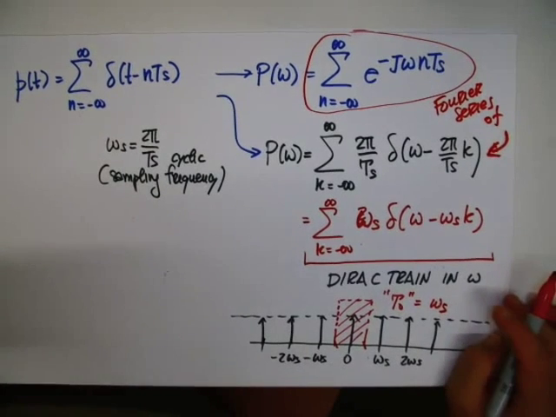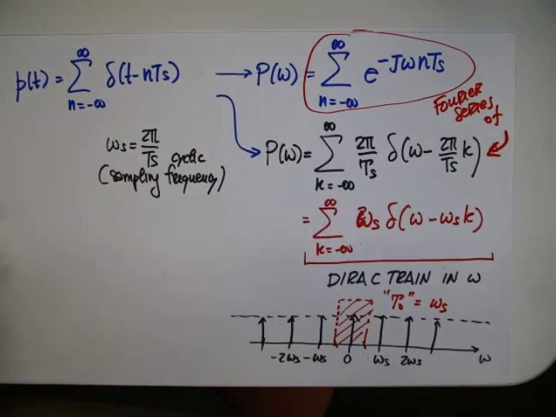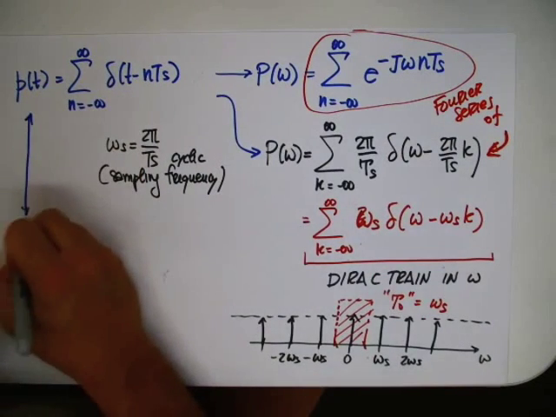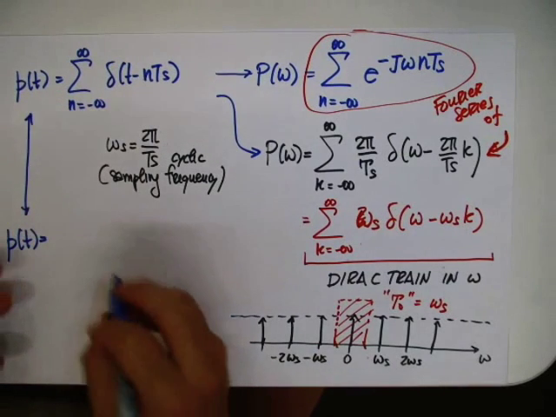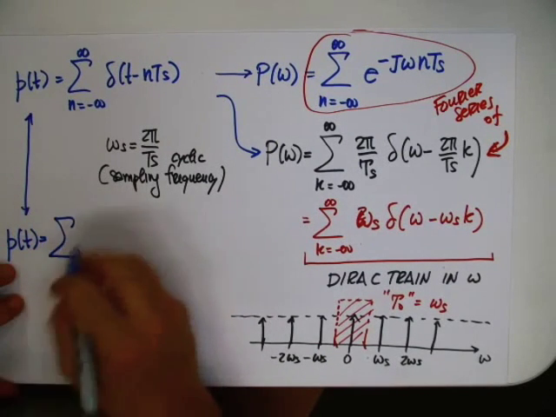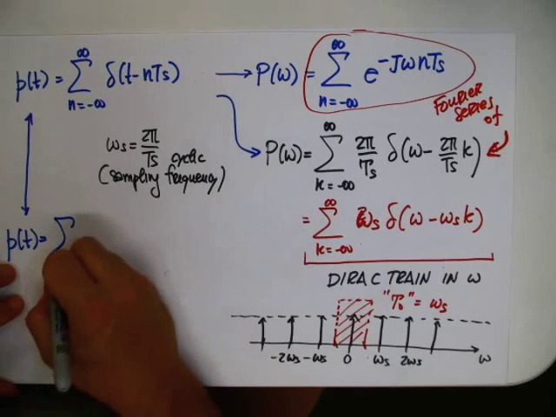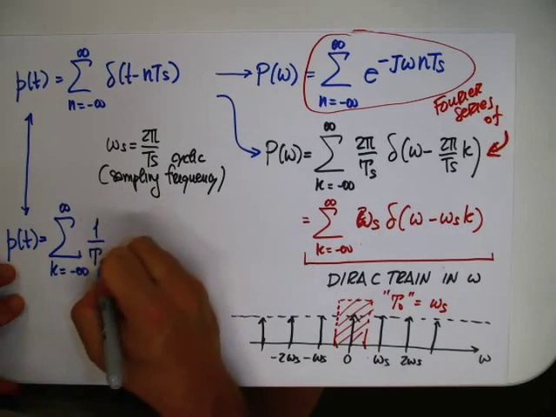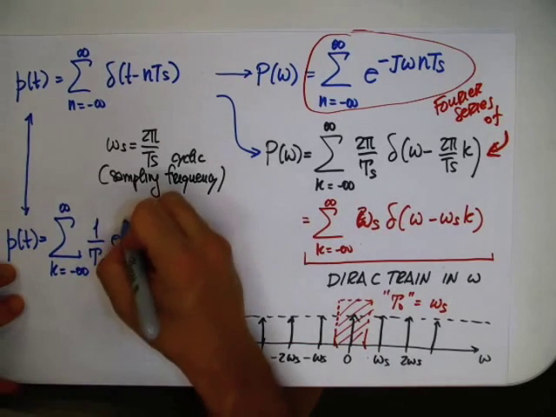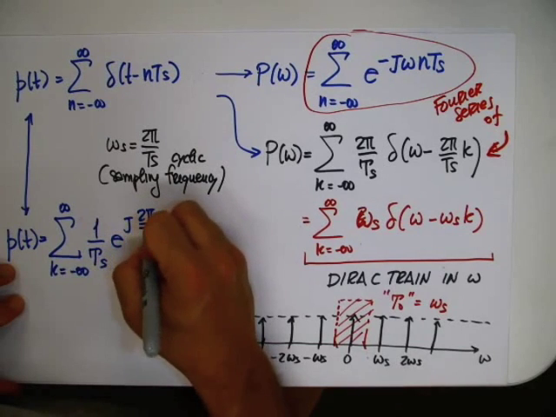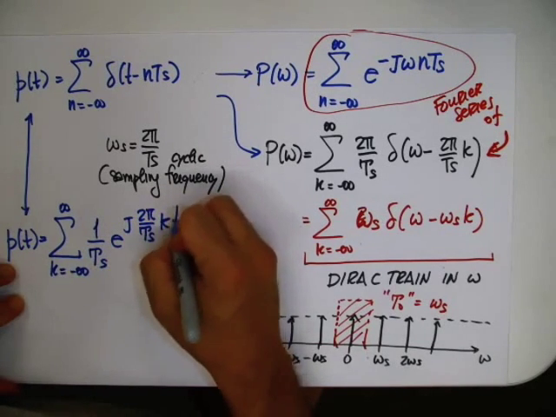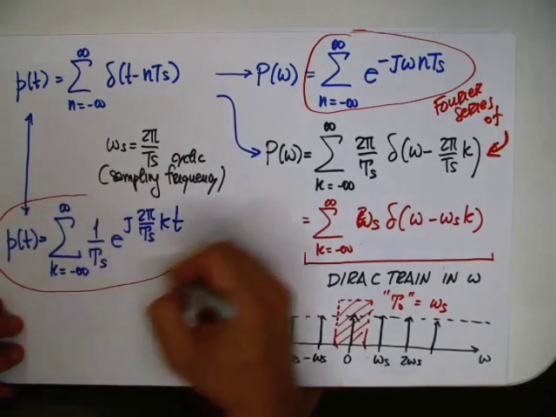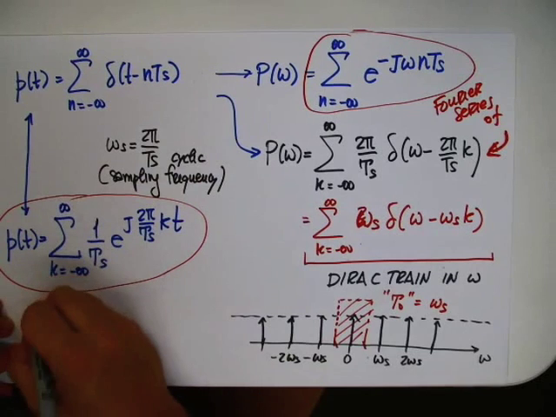Okay, so of course, I also showed you that P of t can even be written as a Fourier series, and is equal to the sum for k equals minus infinity to infinity of 1 over t sub s of e to the j 2 pi over ts kt. And this is the Fourier series.